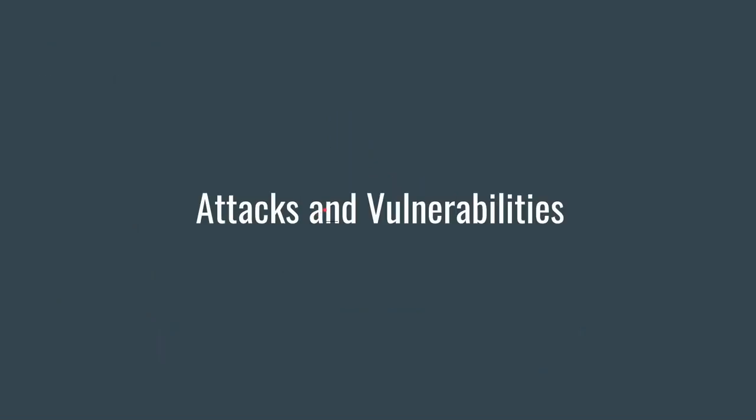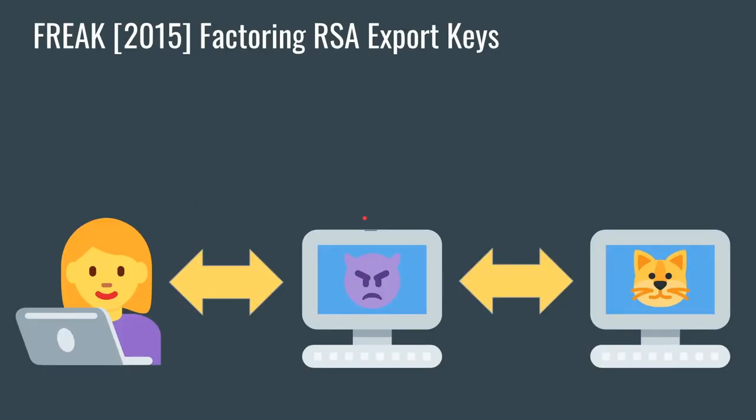Next, we're going to talk about some previous attacks and vulnerabilities that have taken place against TLS. The first one we're going to talk about is called FREAK, or Factoring RSA Export Keys. This attack was discovered in 2015, but the flaw had been present in many previous TLS and SSL versions.